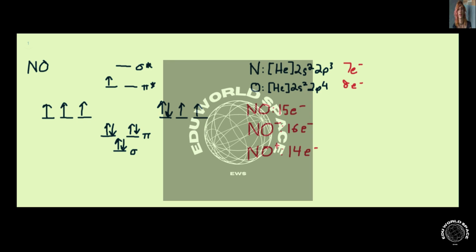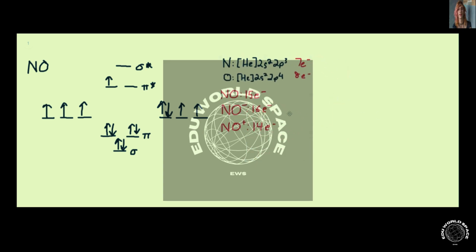Now B, predict the bond order and bond strengths in NO, NO+, and NO-, and describe the magnetic properties of each. Okay, so NO.